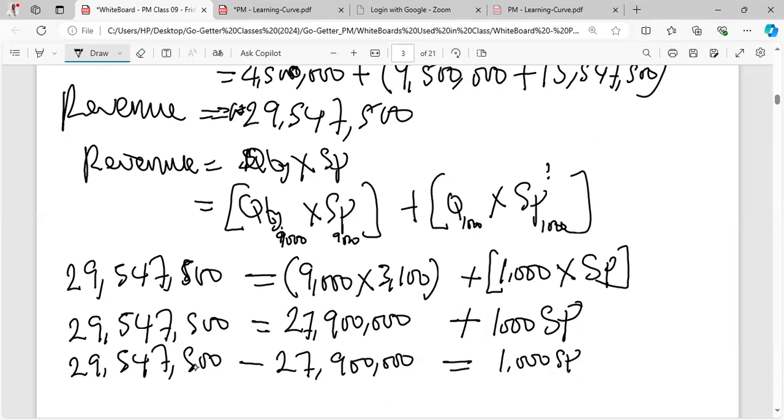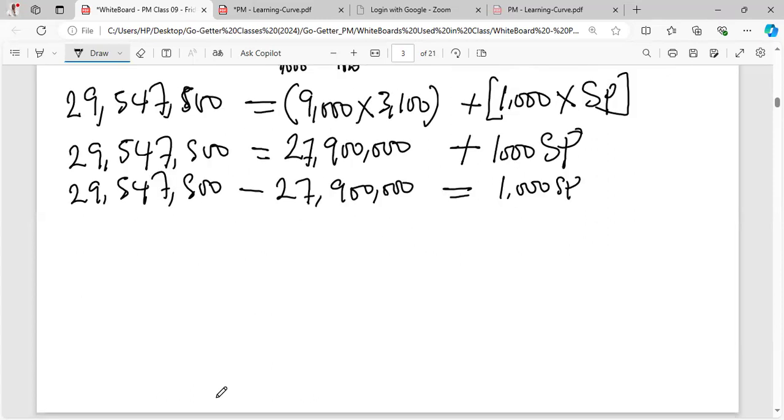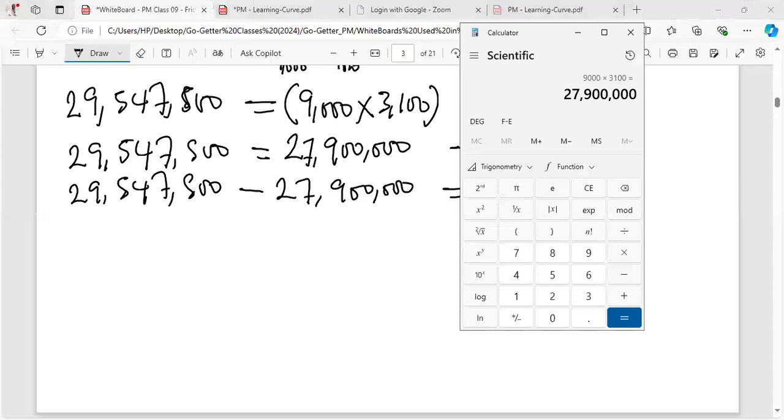So we are going somewhere. We will now subtract this. I have this in my calculator here. I will just put a minus sign to read it, and I will remove it from 29,547,500. That will give me 1,647,500.